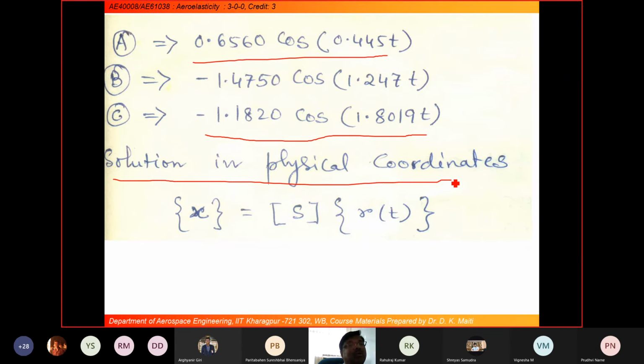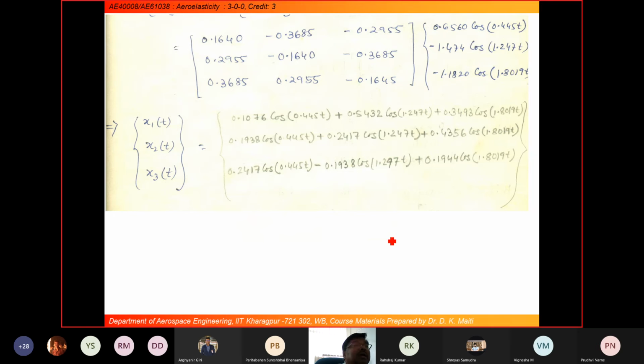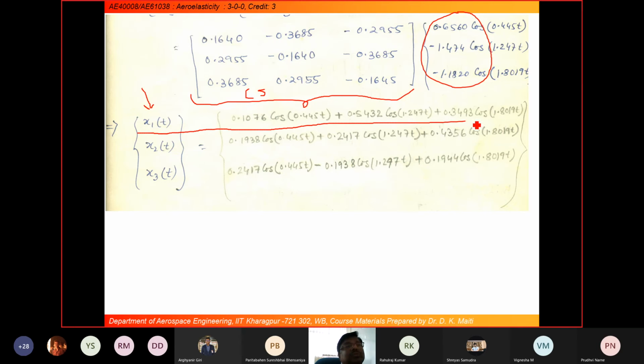Then once I have the modal coordinate, I can substitute in this equation to calculate back the physical coordinate. So the physical response will become x equal to S into r of t, and substituting in this equation, we will be able to calculate the response in physical coordinate. This is our S matrix, and this is the modal response. Doing the multiplication, I'll be getting x1 equal to this response coming from mode 1.